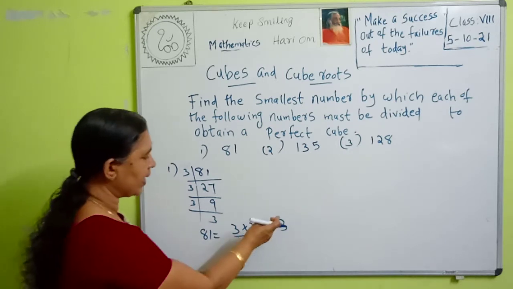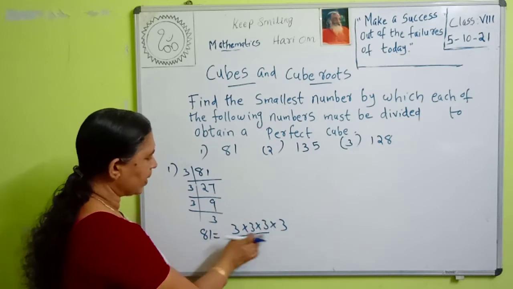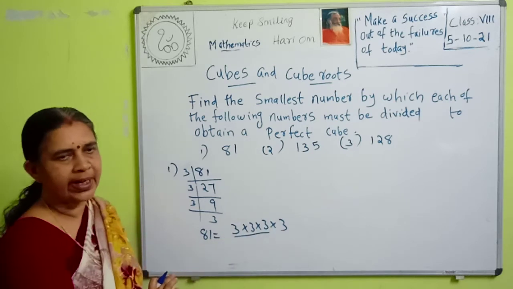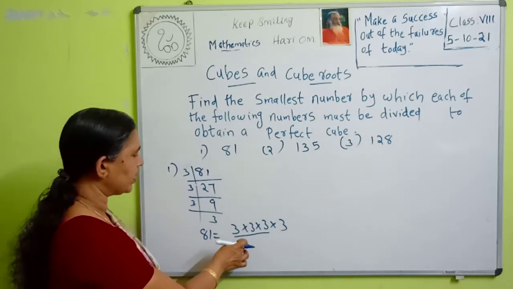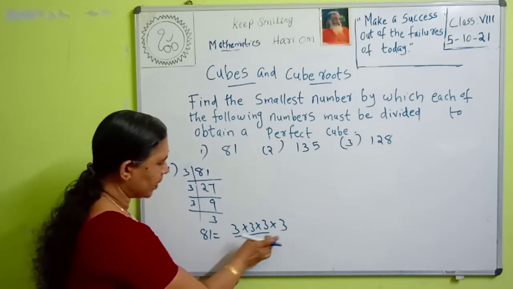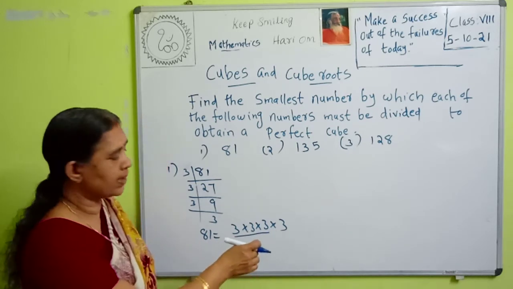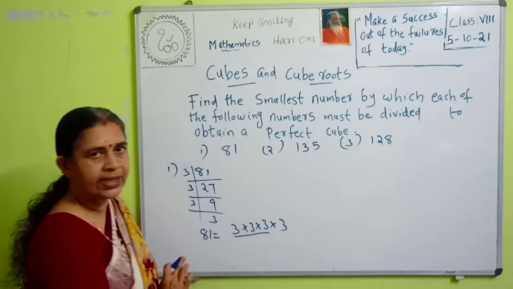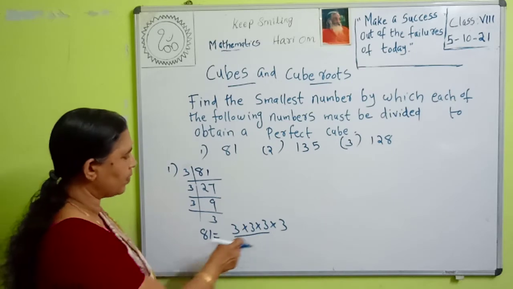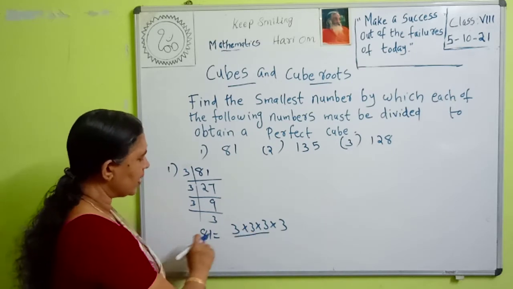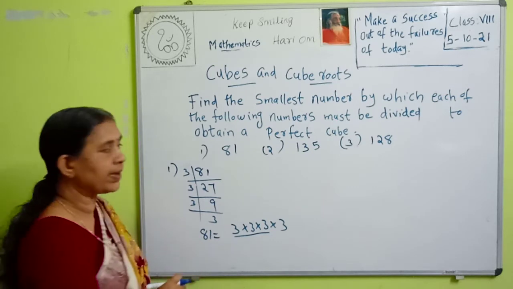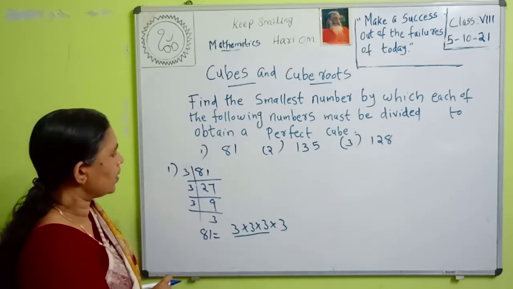If we divide this number by 3, then we can remove this 3 from here. So what is the smallest number by which this is divided to get a perfect cube? If we divide this number by 3, because this 3 we cannot write in triplet form. So if we remove this 3, then this number is a perfect cube number. If we divide 81 by 3, then we will get a perfect cube number.